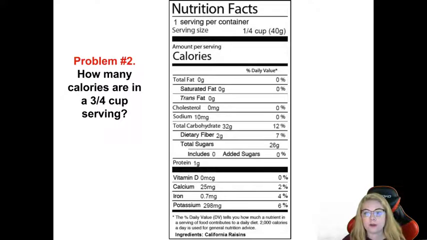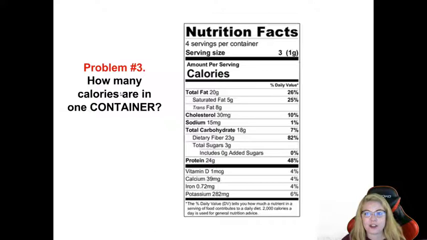Problem number 2 for homework. How many calories are in a 3/4 cup serving? All right, so pay attention to what 1 serving of this is and calculate accordingly using this nutrition facts label. And just note the nutrition facts labels are different for each problem. So don't use the same nutrition facts label. Each problem has its own. So this one goes to this one. And number 3, how many calories are in 1 container of this food using this nutrition facts label?